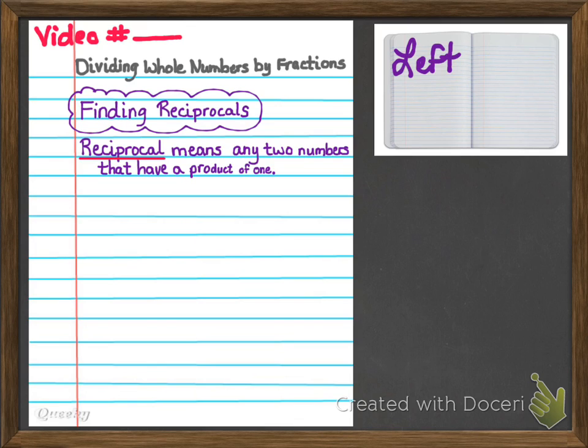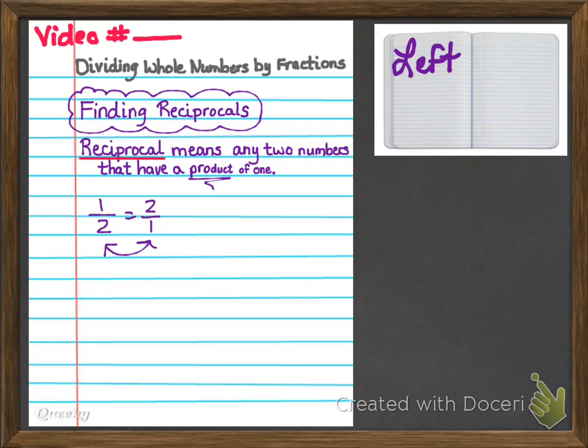So, of course, I'm going to give you examples. For example, if I were to give you the number 1/2, its reciprocal would be, basically, the flip of it. So instead of it being 1/2, it would be 2/1. So these two numbers are reciprocals of each other. Now the definition means any two numbers that have a product of 1. The word product means the answer to a multiplication problem.